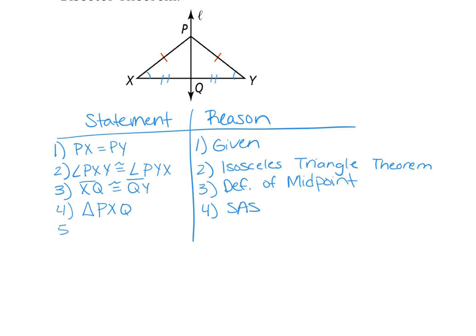Okay, number 5. We are able to prove that triangle PXQ is congruent to triangle PYQ through corresponding parts of congruent triangles are congruent.